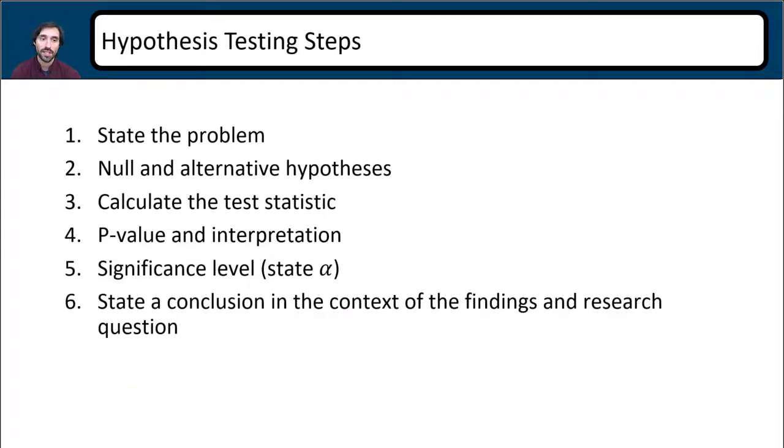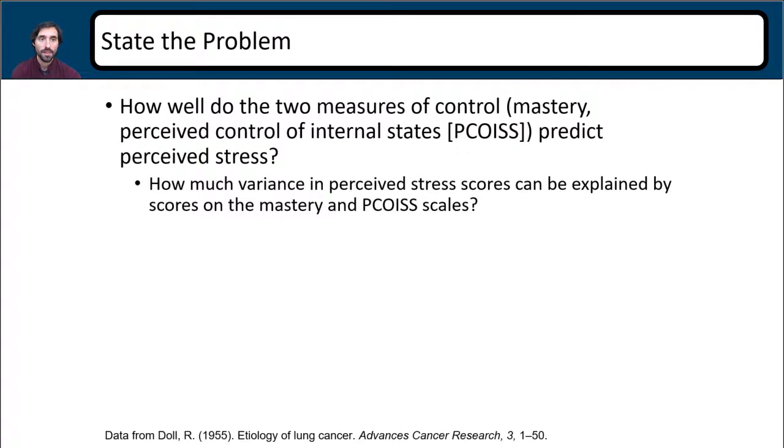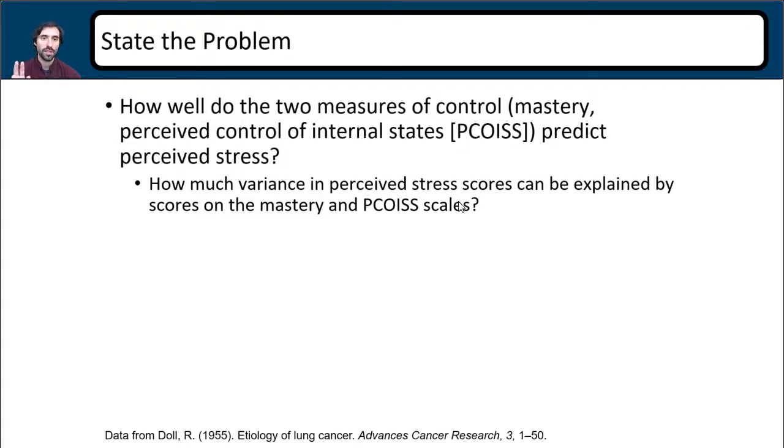As usual, our 6 hypothesis steps. So we want to look at how well the two measures of control predict perceived stress. The two measures of control are mastery and perceived control of internal states, so PCOIS. So we have two scales, and we're using those two scales to help predict this third scale, perceived stress. So these are our X, mastery and PCOIS, and then our prediction would be the perceived stress. So all scales, all quantitative.